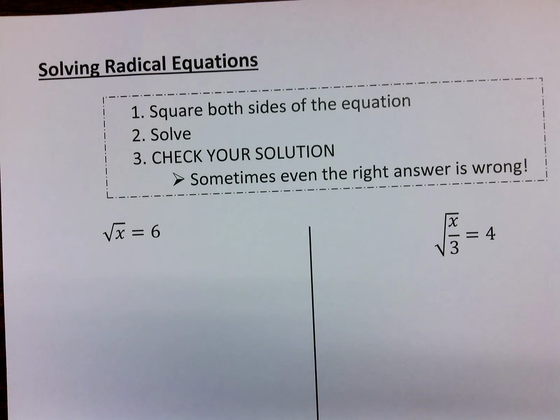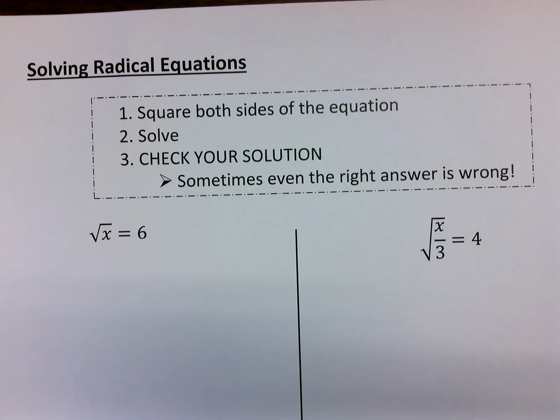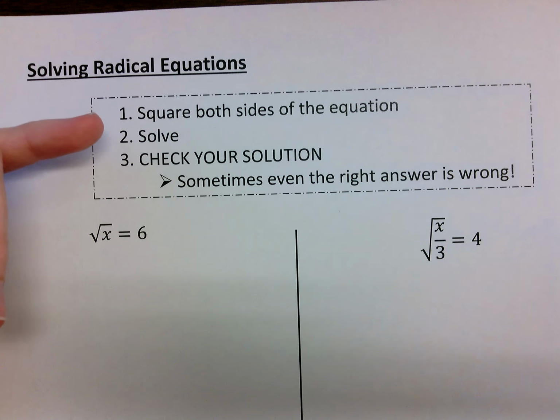So our next topic is solving radical equations. We're going to take equations that have square roots in them somewhere and solve them. Basically, this is what our steps are going to be. Step number one is we're going to square both sides, because we've talked about how squaring and square rooting are inverses, they're opposites, right?